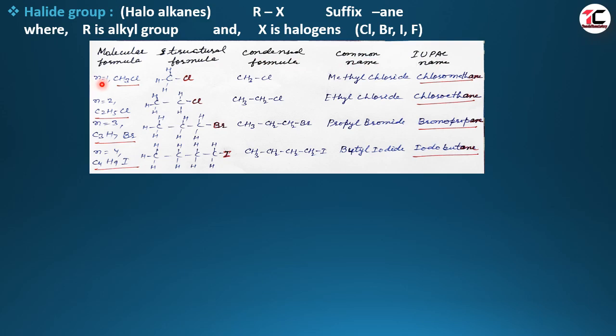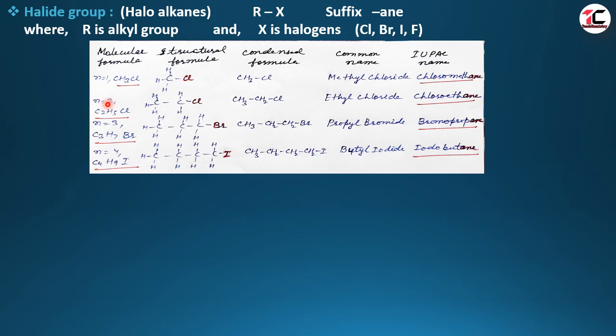If we take n equal to 1, that means carbon atom is 1, then molecular formula becomes CH3Cl. Structural formula is like this. Carbon is at the center. 3 valencies of carbon are satisfied by hydrogen and 1 is satisfied by chlorine. Its condensed formula becomes CH3Cl. We can see here 1 carbon atom and 3 hydrogen atoms. So it is CH3Cl. Its common name is methyl chloride and IUPAC name is chloromethane.